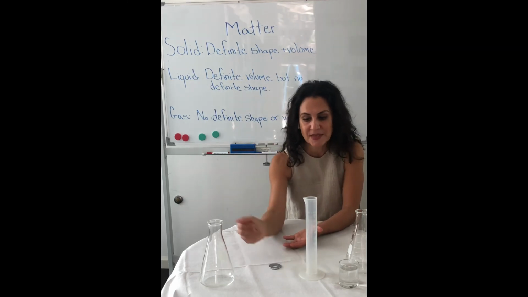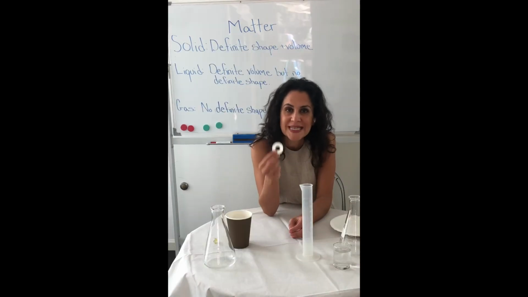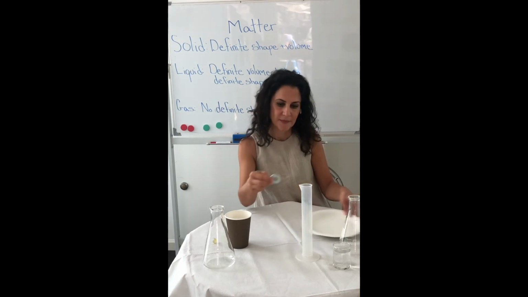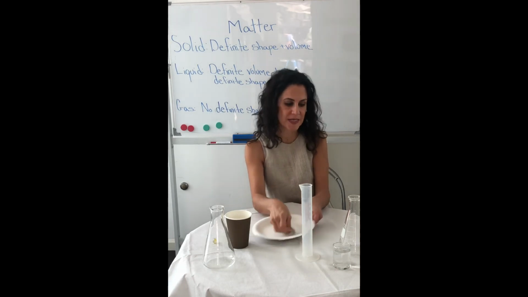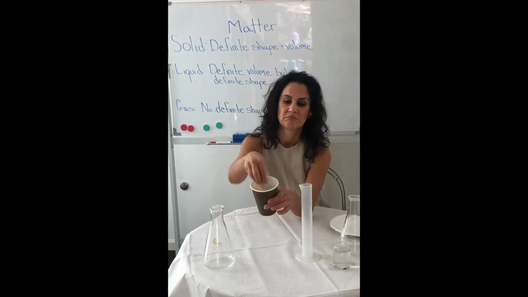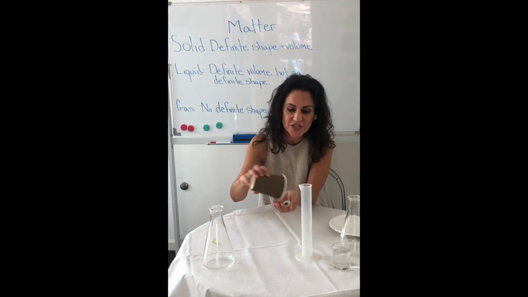Does it take up the same amount of space if I put it here or if I put it there? This washer takes up the same amount of space anywhere I put it. I can put it on a plate and it takes up the same amount of space as it would inside of this cup, right? It doesn't change based on its container.